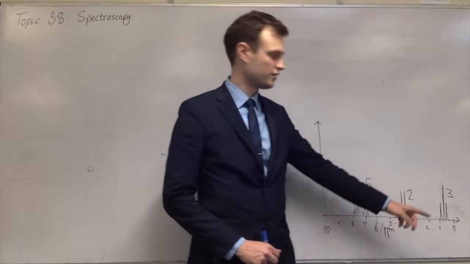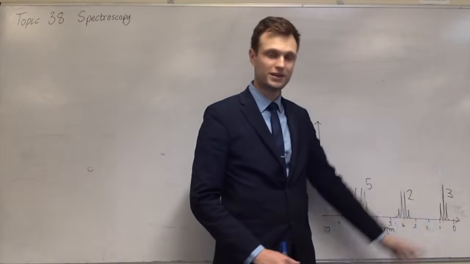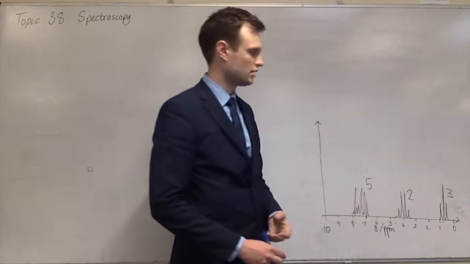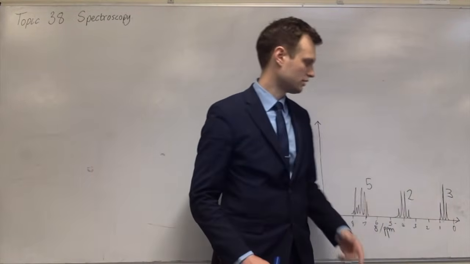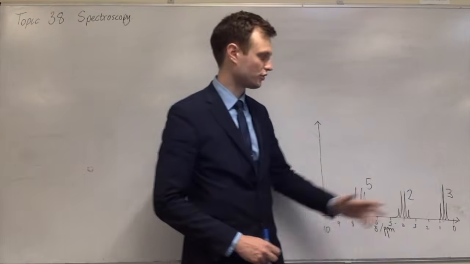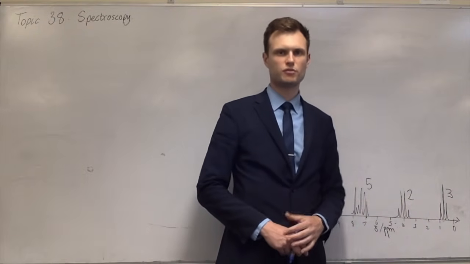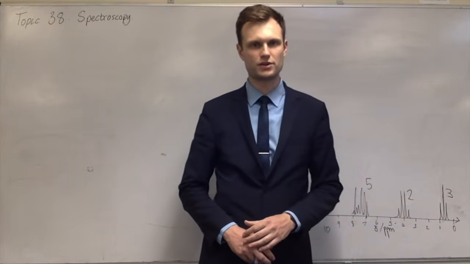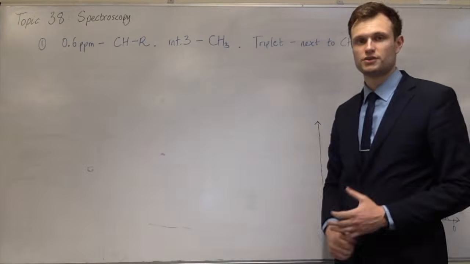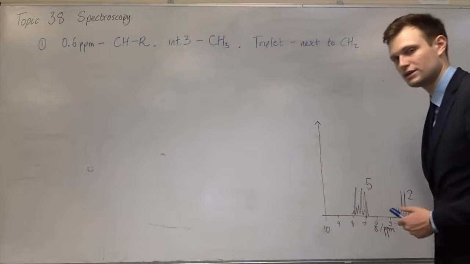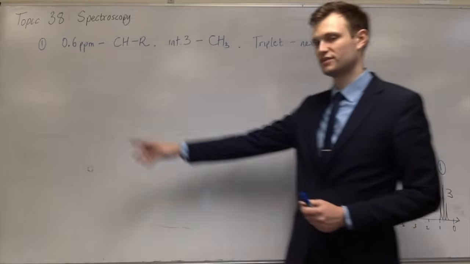I'm going to start off with this peak, and it's a triplet, that means it's next to two hydrogens. It's between 0 and 1, about 0.6, and it's got an integral of 3. So that tells me loads of information. So let's just write down that information. I'm going to call this peak 1. So if you know what you're doing, you can do loads with that one little peak. Now it's at 0.6 ppm.